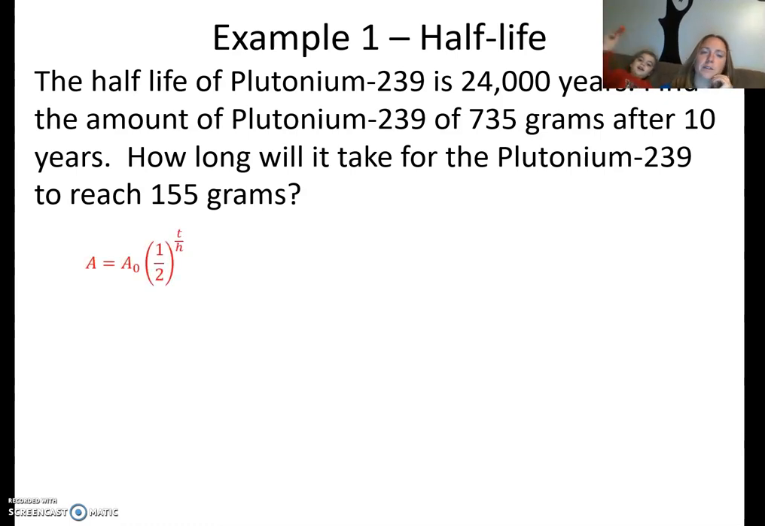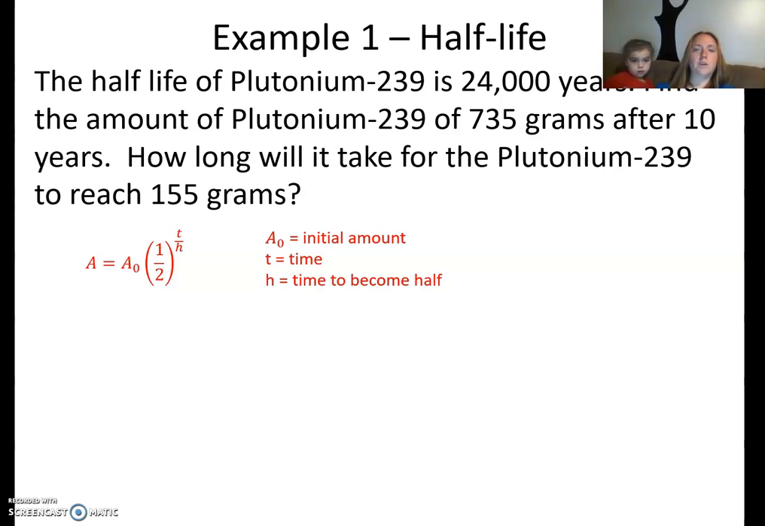So the half-life formula was given to you like this, just so you know. A sub 0 is your initial amount, how much you're starting with. T, as always, is time, and that's going to be determined based upon the problem you're given. In this case, we're talking about years. And then H is how long it takes for it to become half. So if we have 735 grams of something, 24,000 years later, you're going to have half of that amount left.